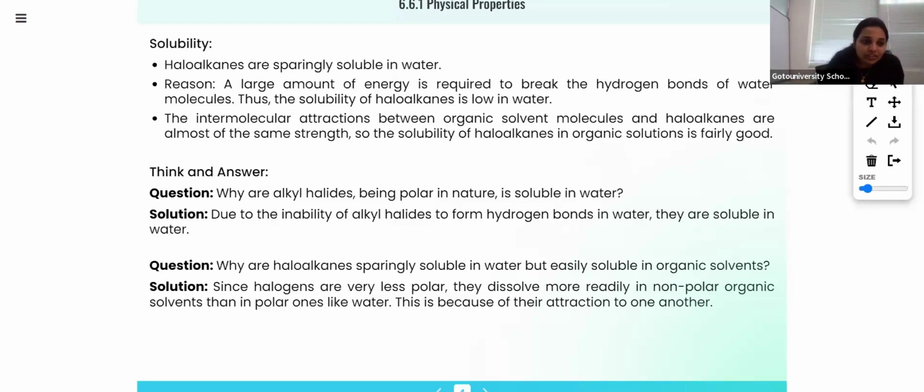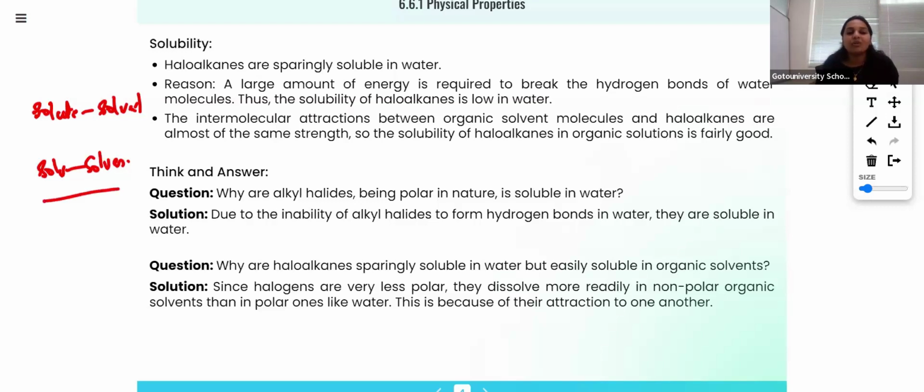When you add a solute into a solvent, the solute-solvent interaction should be stronger than the solvent-solvent interaction. Only then will the solute be more soluble in that solvent. But the interaction between haloalkane and water is less than the interaction between water molecules. That's why they are not soluble. If the interaction between haloalkane and water were very strong, they would be highly soluble in water. To make a substance more soluble in water, the one thing needed is that the solute-solvent interaction be more than the solvent-solvent interaction. Okay, that is the thing related to solubility.